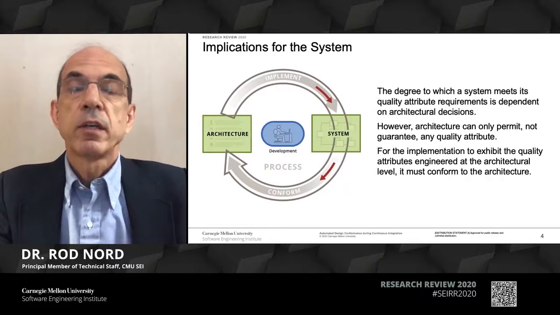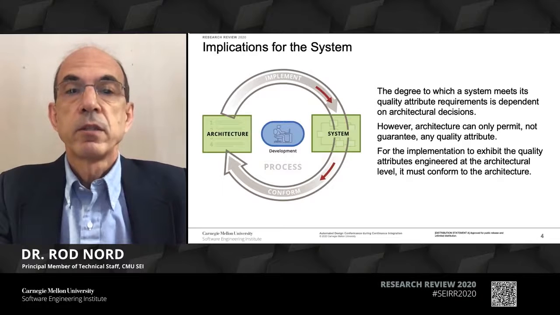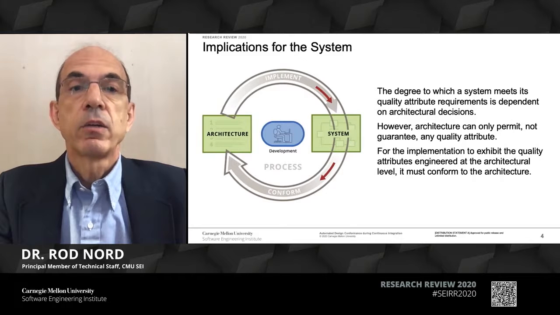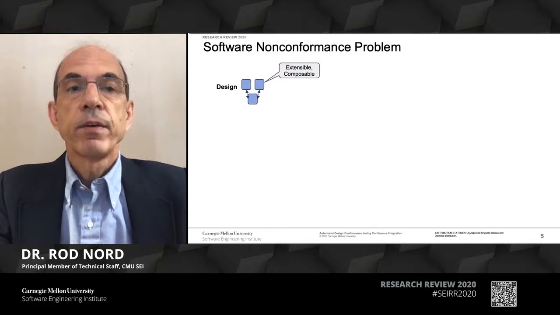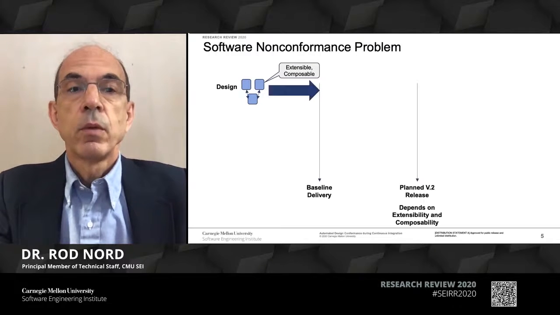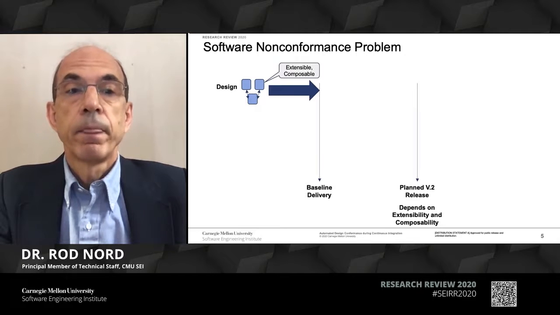However, architecture can only permit, not guarantee, any system quality. Non-conformance between the architecture and the implementation puts the system at risk in realizing its desired qualities. Here is a familiar scenario. We create a design which is extensible and composable. We do that because we have a plan for an initial baseline release and a later release that will exercise that extensibility and composability. This is at the heart of directives like MOSA, Modular Open Systems Approach, and emerging directions like the Defense Innovation Board's commandment for iterative capability delivery.